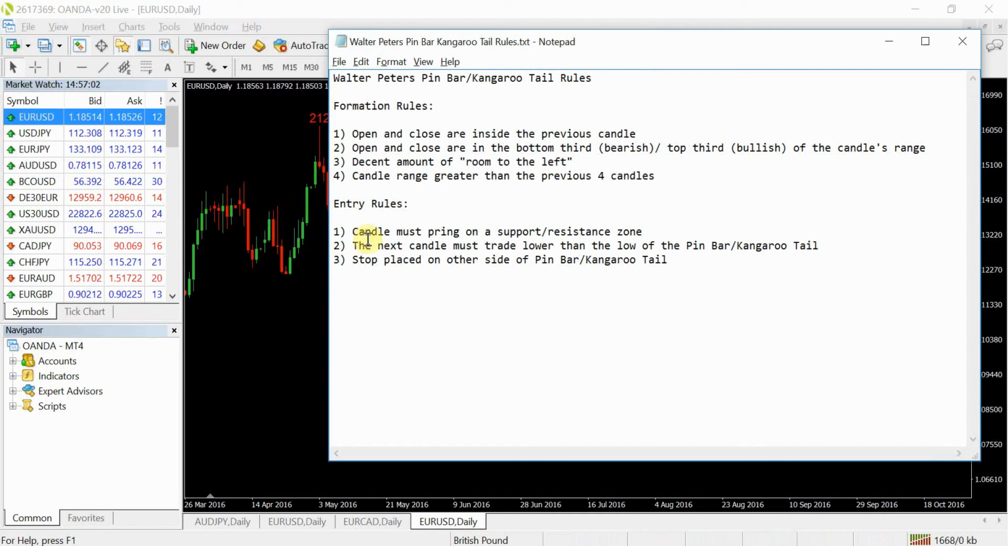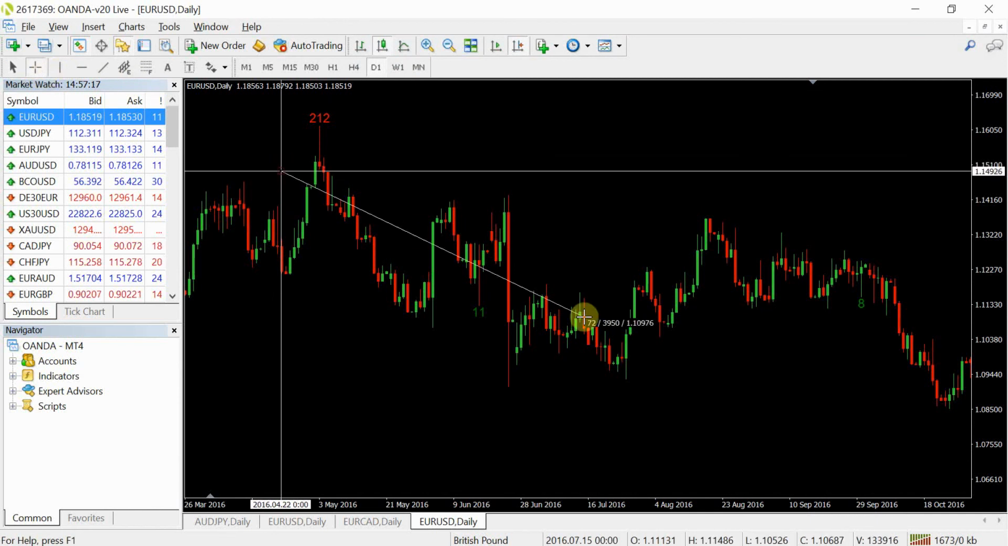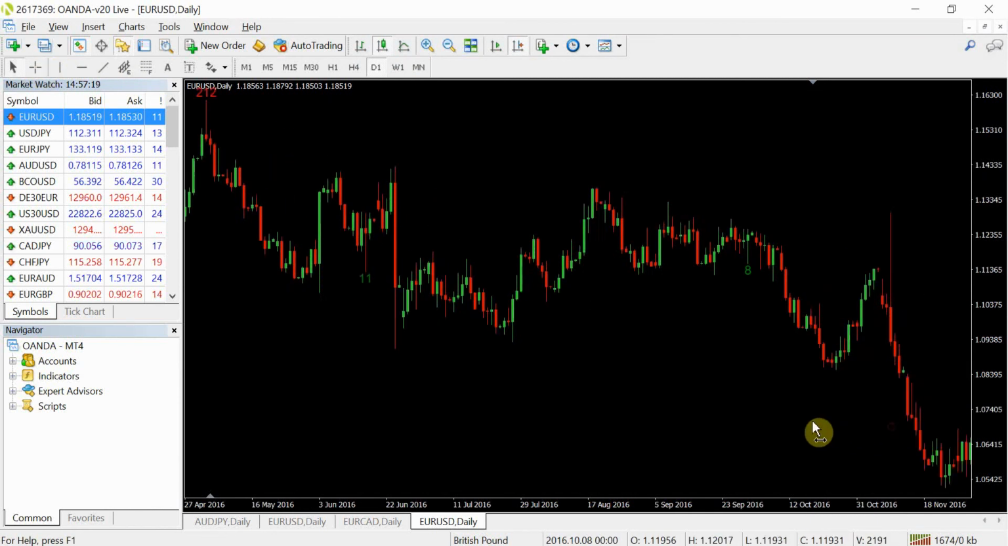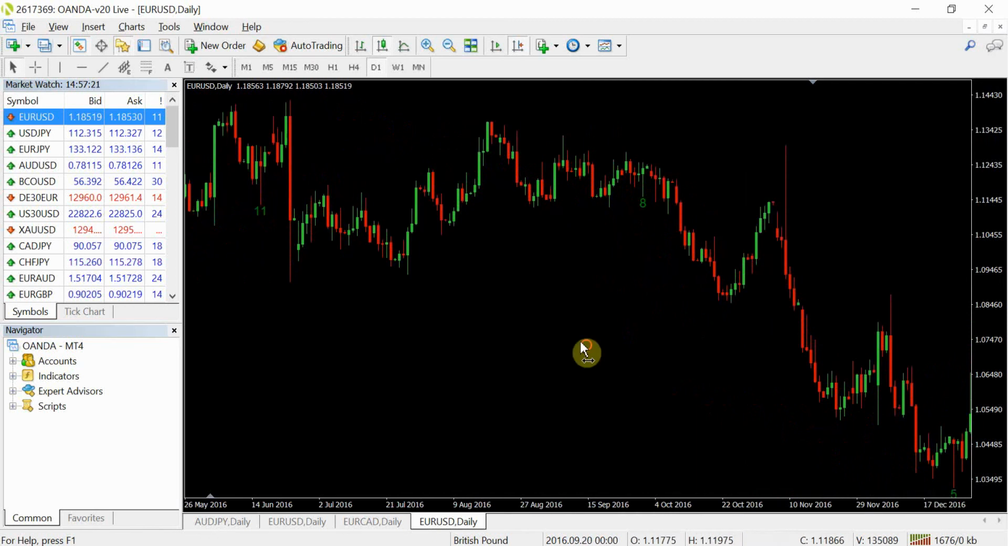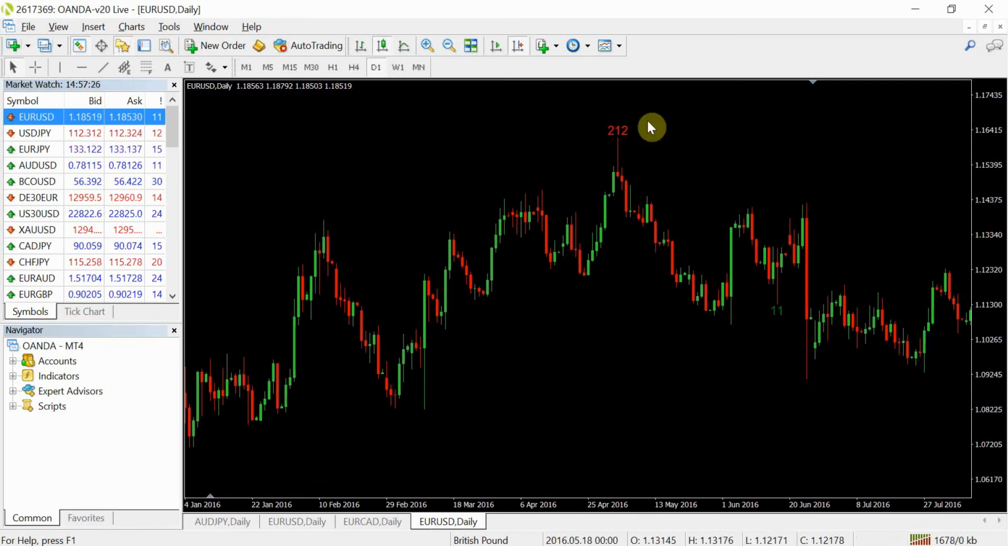And if we look at the entry rules, the next candle must be on a support and resistance rule. Again, I've not checked support and resistance. I've just gone with room to the left being quite high. The candlestick must trade lower. As you can see here, the next bar traded lower, and I've not even seen about 600 pips, and look, it just keeps going down from there. If you took one signal a year and that was it, that was there.